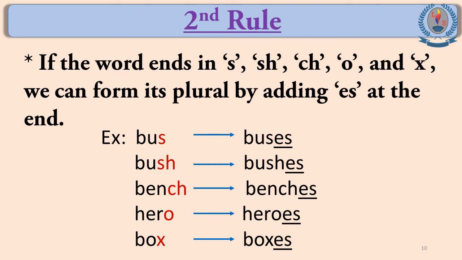Let's look at the second rule to form plural nouns. If the word ends in s, sh, ch, o, and x, we can form its plural by adding es at the end of the word. Here are the examples. Bus, buses. Bush, bushes. Bench, benches. Hero, heroes. Box, boxes.